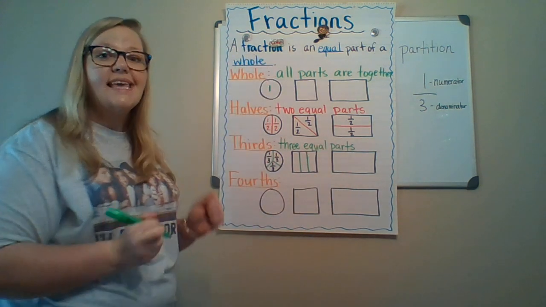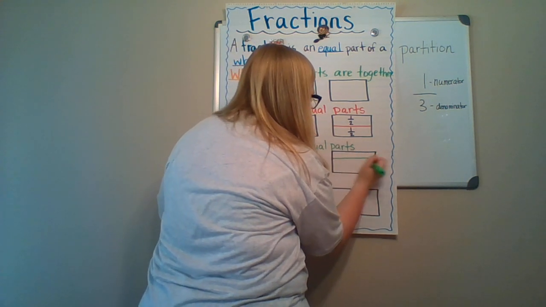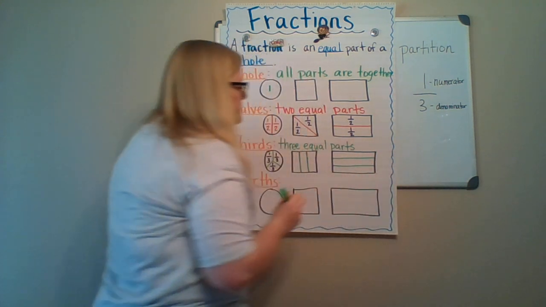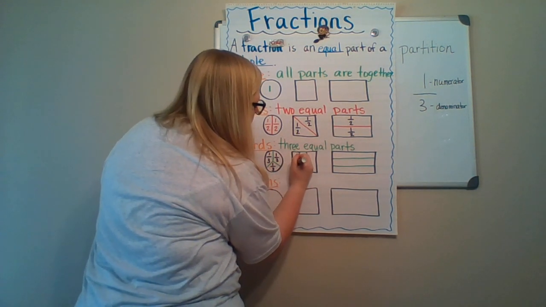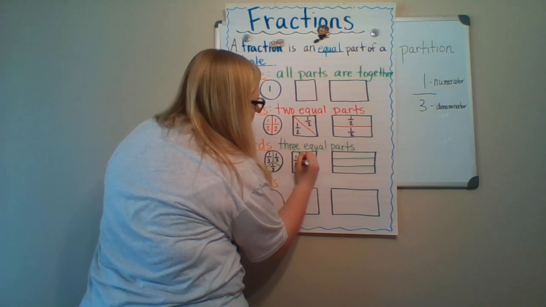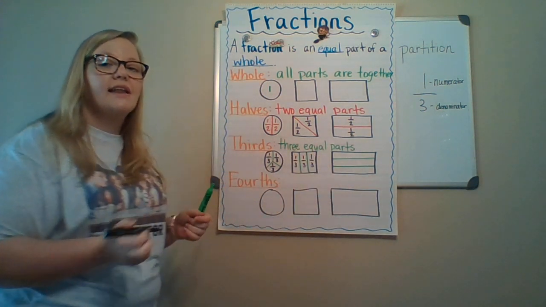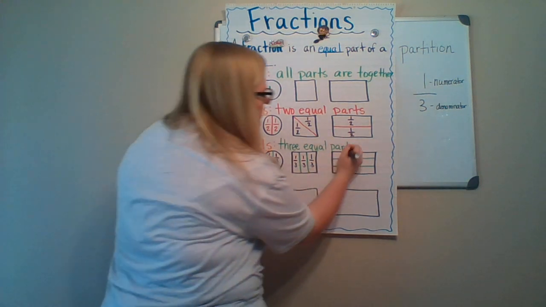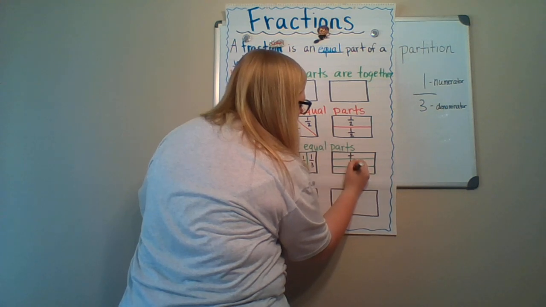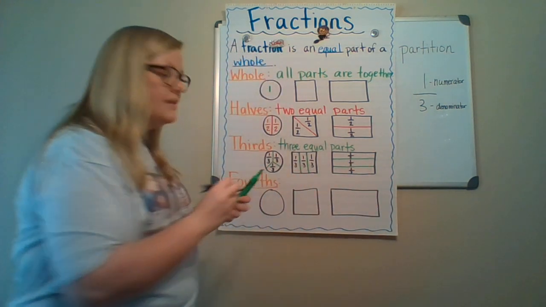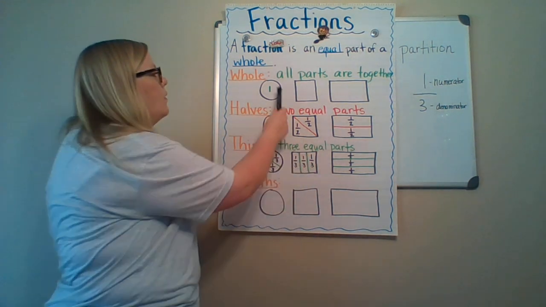We could also divide this one into 3 pieces like this. Remember, we try to get them as equal as possible. And then we can divide this one into thirds. 3 equal pieces. So this would be 1 out of 3, 1 out of 3, 1 out of 3. You can say it's 1 out of 3 or 1/3. Same here, 1/3, 1/3, 1/3.